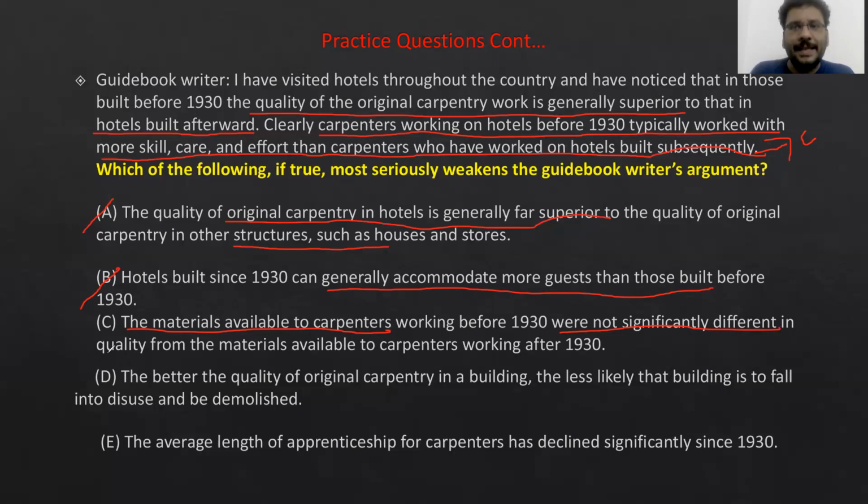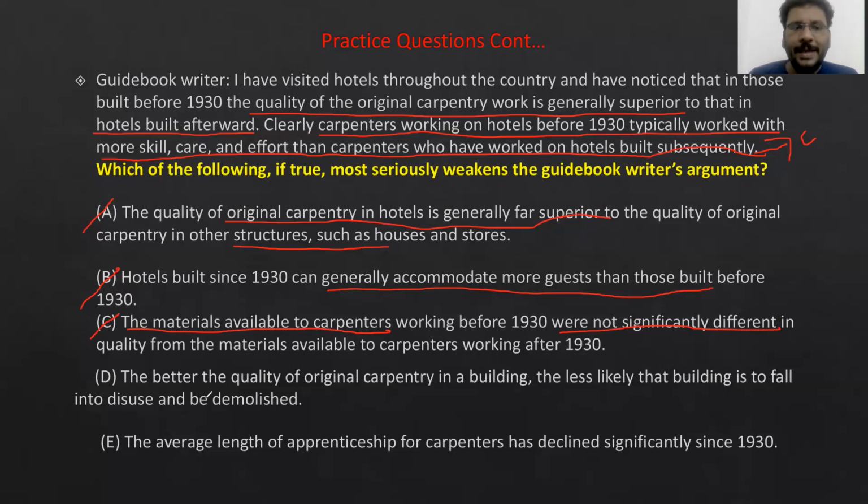Now, if that is the case, will it weaken the argument that pre-1930 carpenters worked with more skill, care, and effort? No, it does not, because here we don't know about the quality. It doesn't talk about the quality of the original carpentry. It talks about the material being used, right? So we are concerned about the quality of carpentry, not the material being used. So C can be eliminated on that count. Now let's look at D.